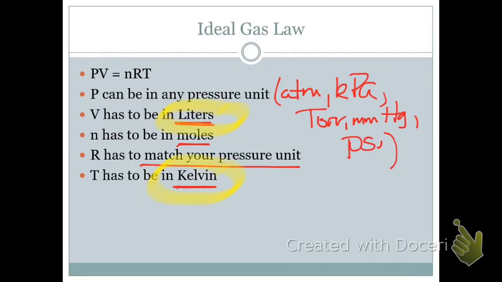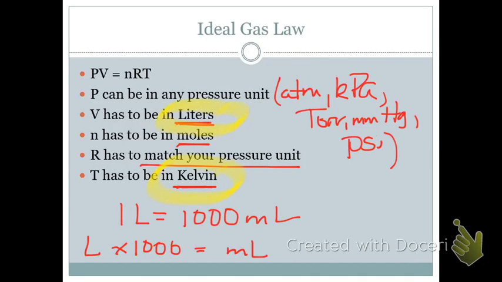So how familiar are we with converting from liters to milliliters? Remember that 1 liter is equal to 1,000 milliliters. So if I want to go from liters to milliliters, I need to multiply by 1,000, and that will give me milliliters. If I want to go from milliliters to liters, I have to divide by 1,000, and that will give me liters. So make sure that you write that down somewhere.